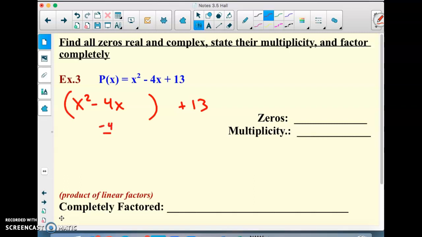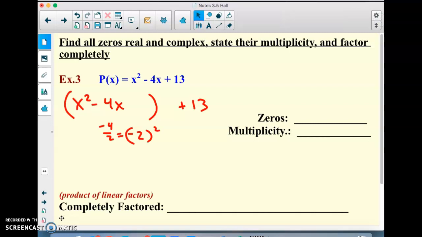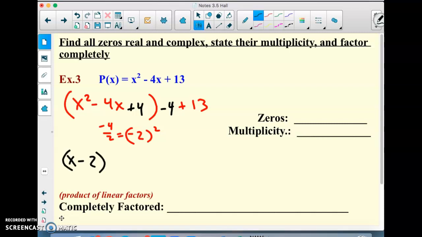Bring down that -4, divide by 2, that's -2 squared. And now let's put that back. Let's add 4 and counterbalance with a -4. Now what do I have? I have the standard form, as your book calls it, x minus 2 quantity squared plus 9.